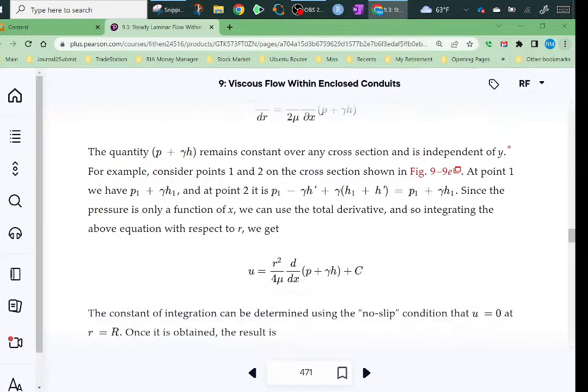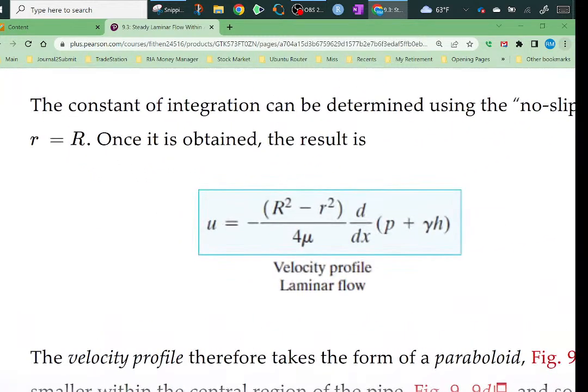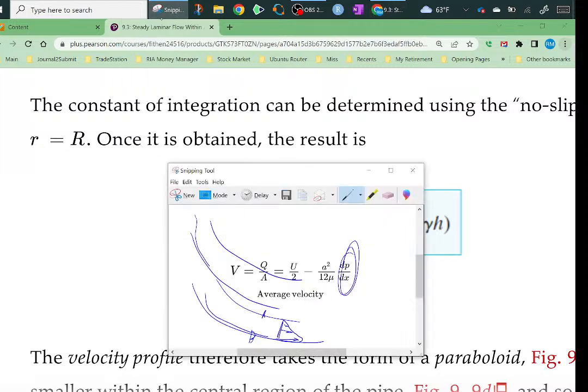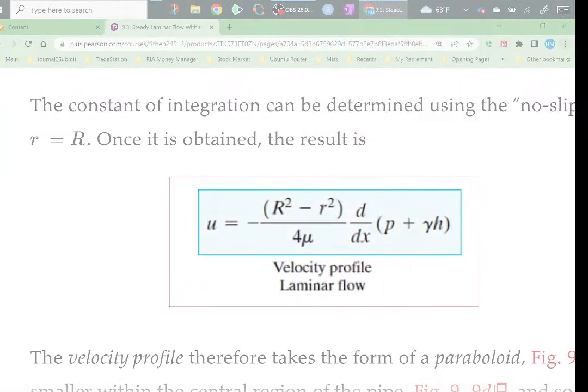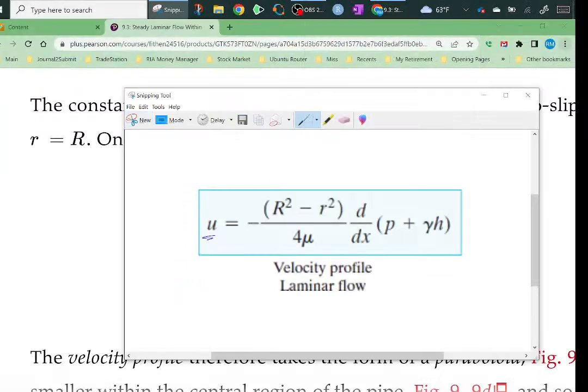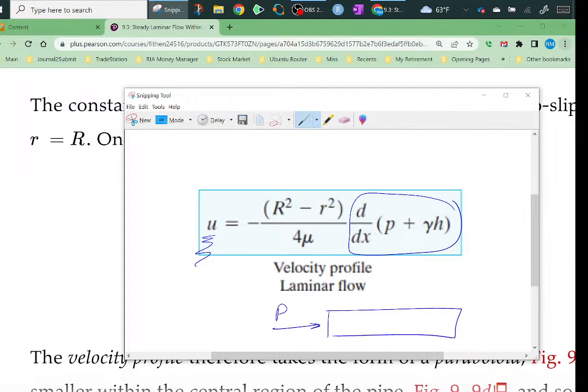And what you'll end up with is a term down here that looks exactly like this. A little bit different, but what you find out is, for laminar flow, this flow rate is associated with a change in the pressure. In other words, if you had a pipe with a high pressure and a low pressure, it would make water or whatever flow through it. This term is essentially the driver. This is the parabolic profile that looks like this in here.